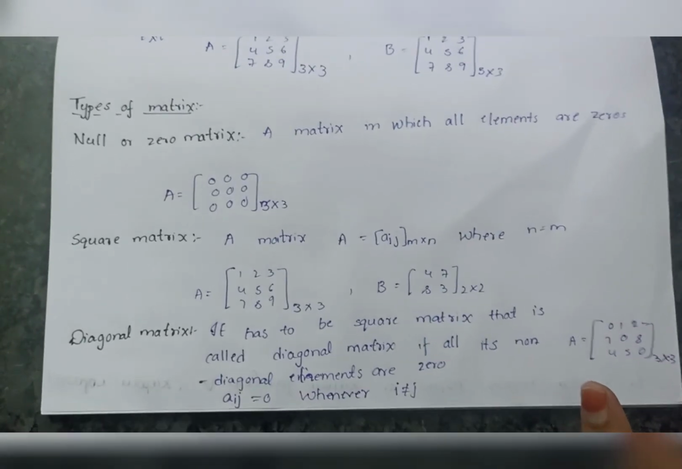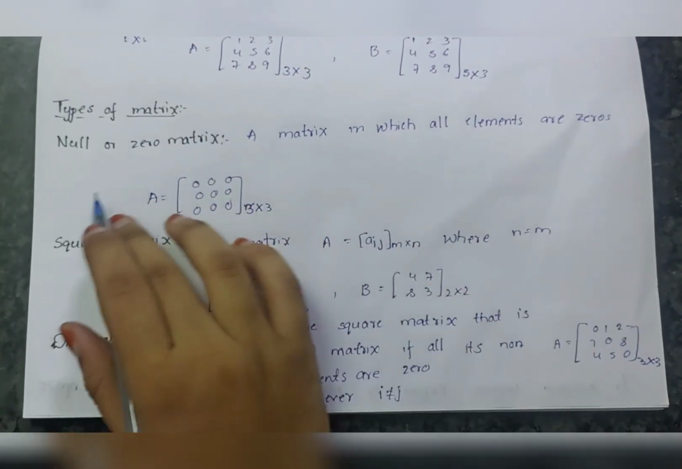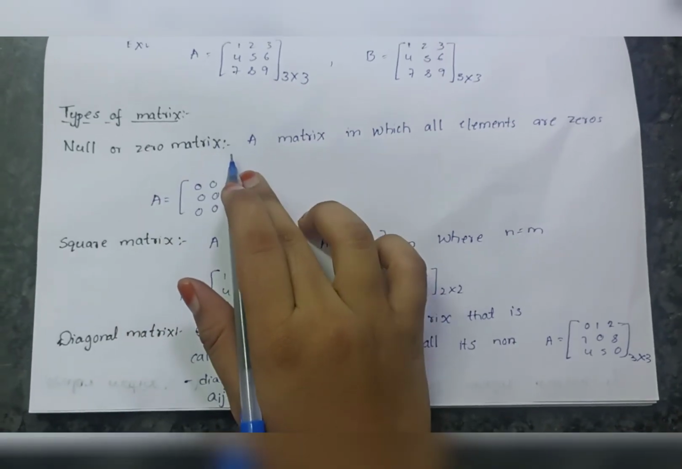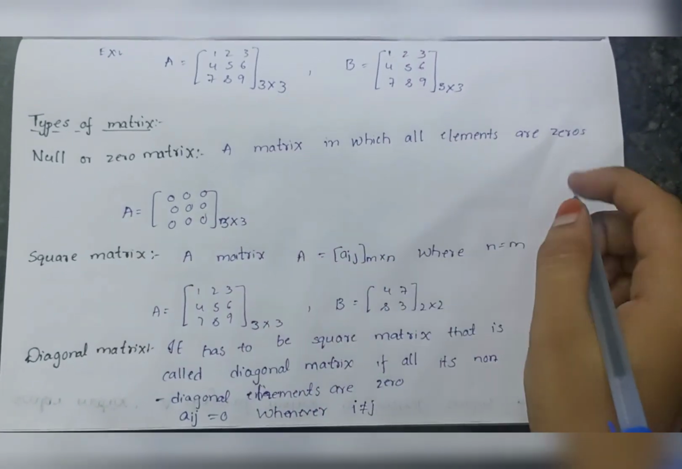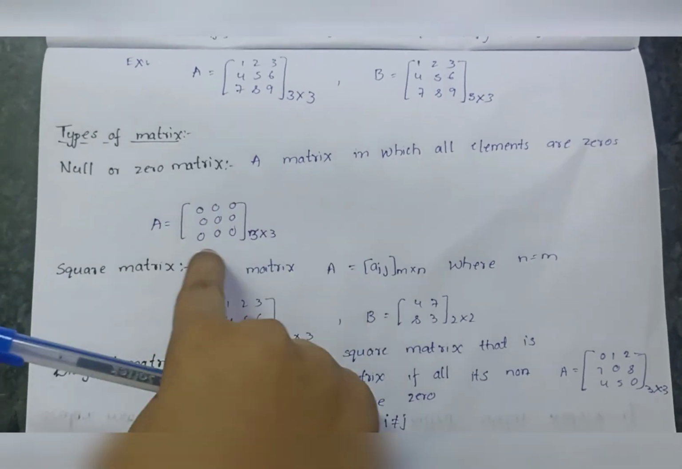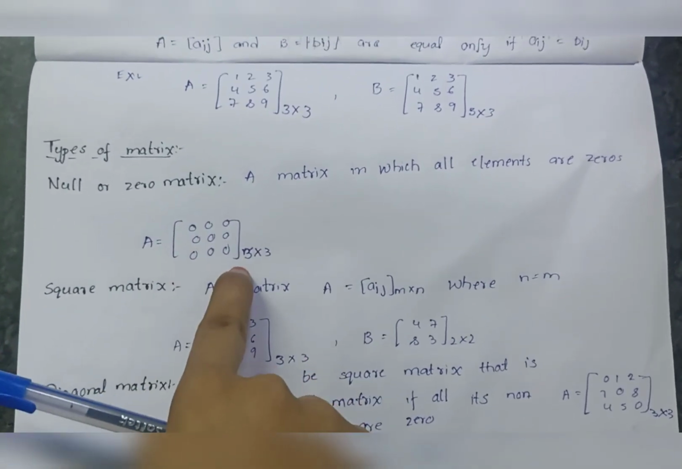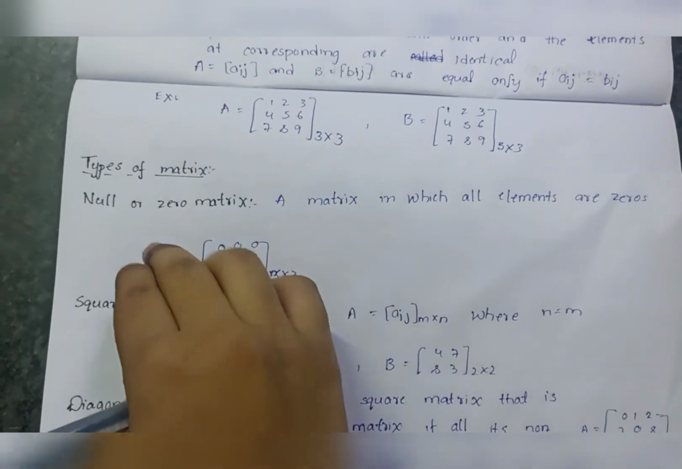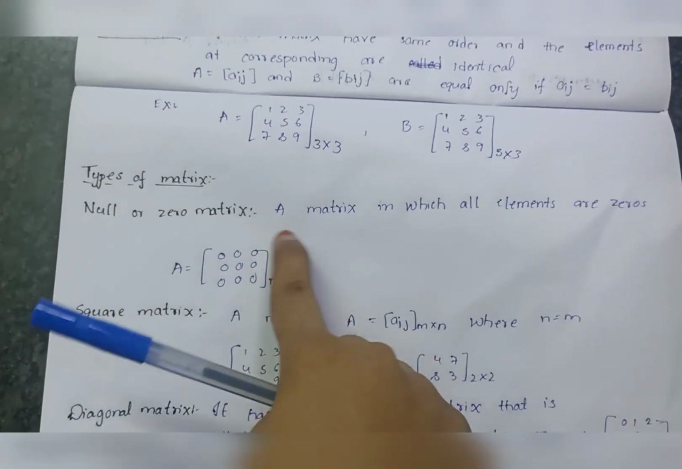Now we are discussing the types of matrix. First, the null matrix or zero matrix. It is a matrix in which all elements are zero. Here A is a matrix and all elements of A are zero, so this is called a null matrix or zero matrix.